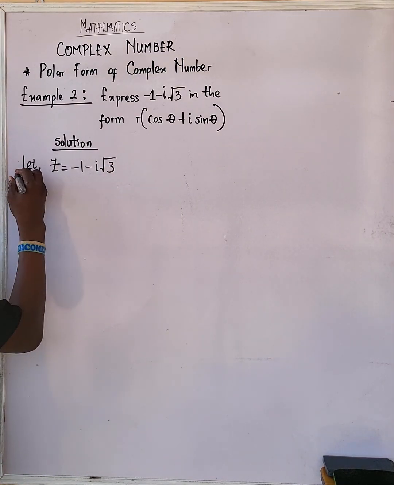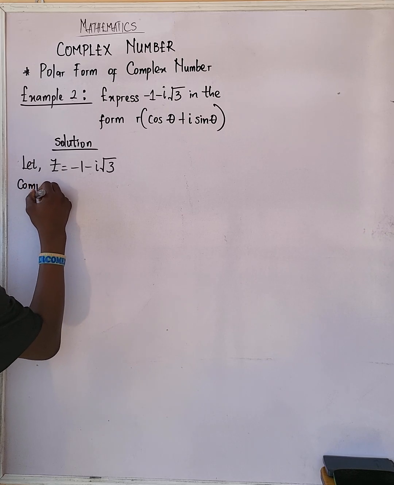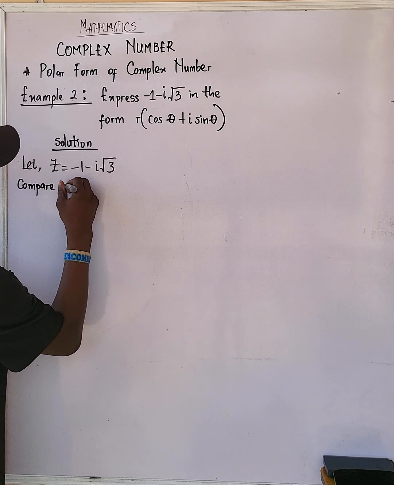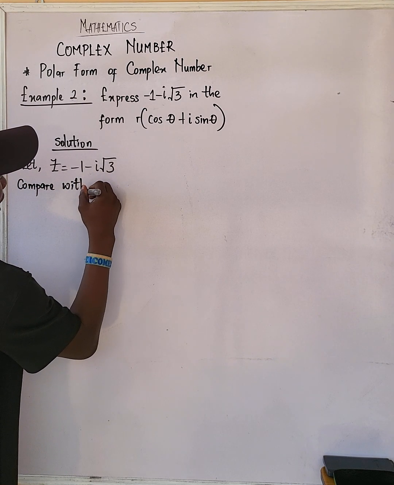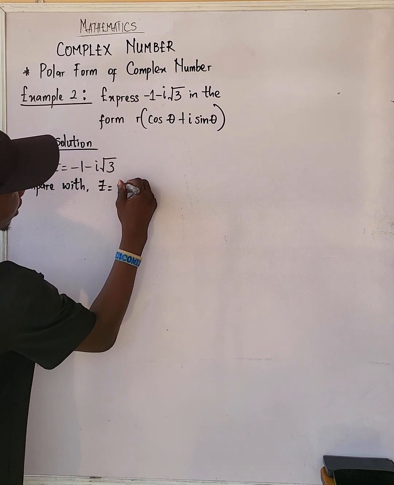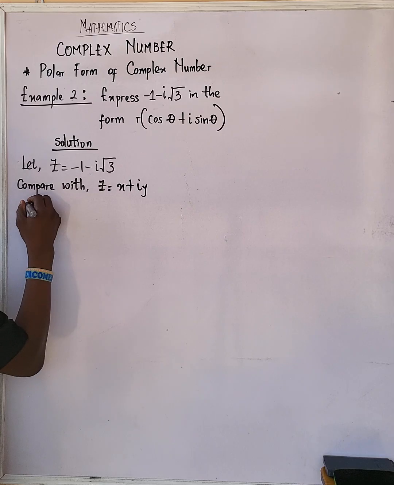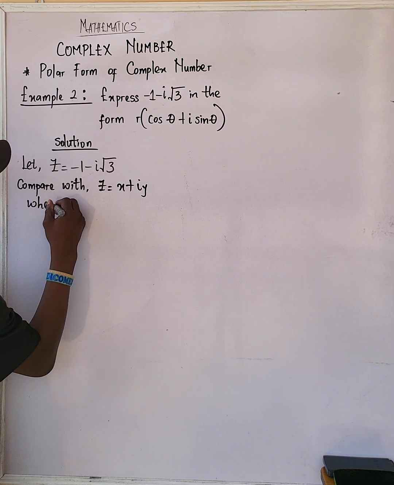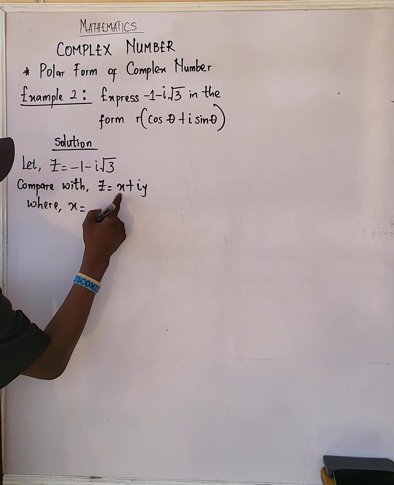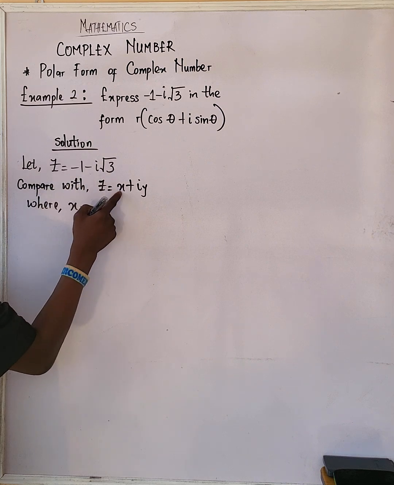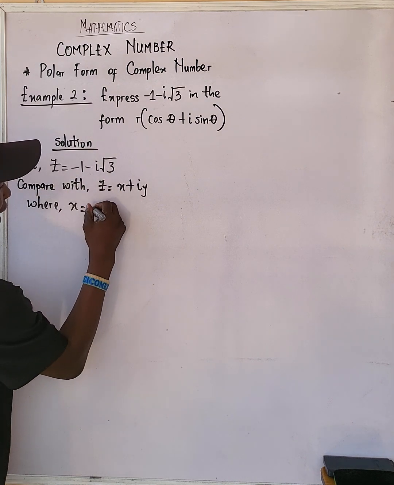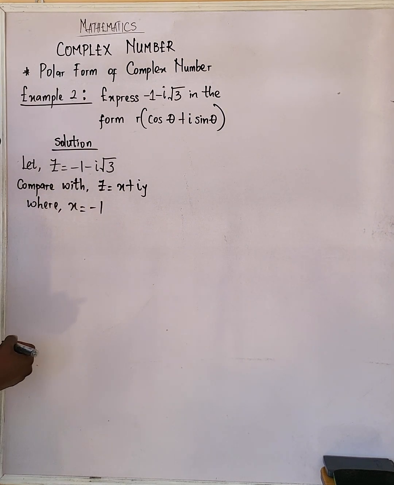So when you compare, the first thing you have to do is what? You say compare with what? Now we have to compare with z is equal to x plus iy, right? When we compare, we will now say, what does x represent here? X is the real part. What is the real part here? That's -1. Don't forget, I always say take it with the sign.